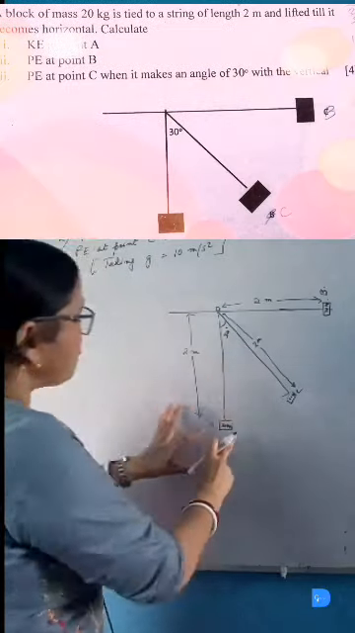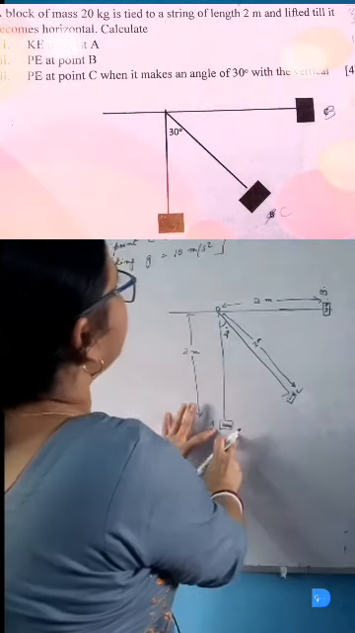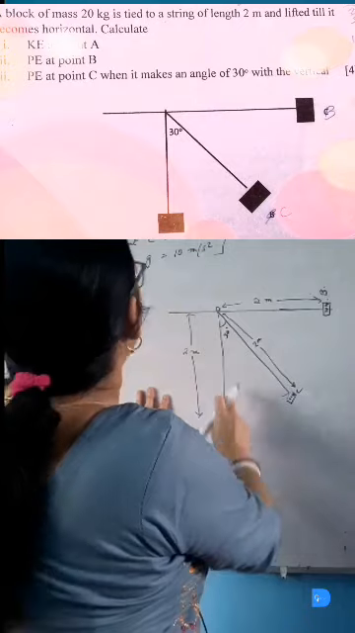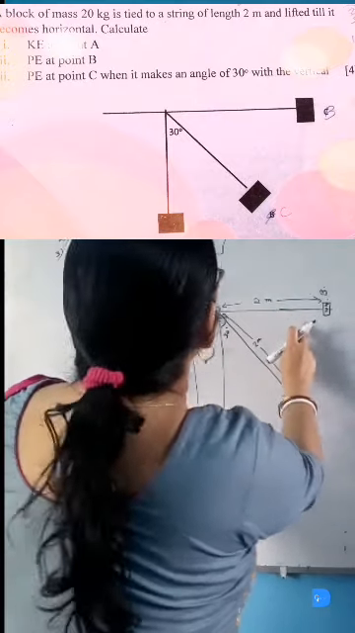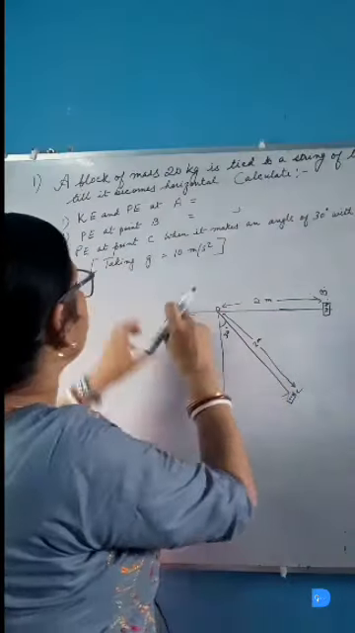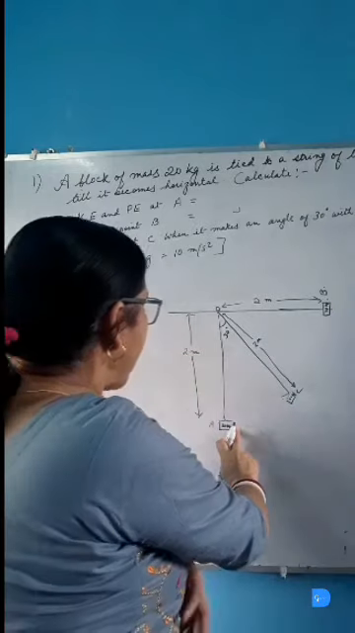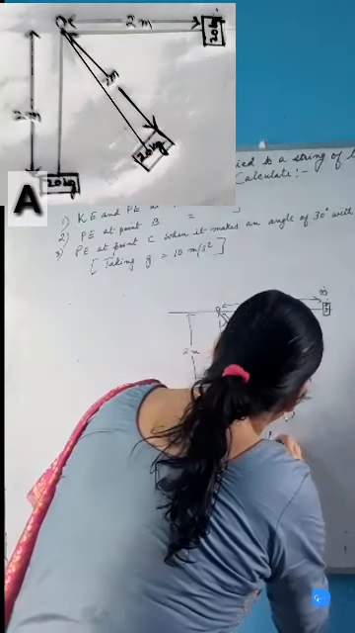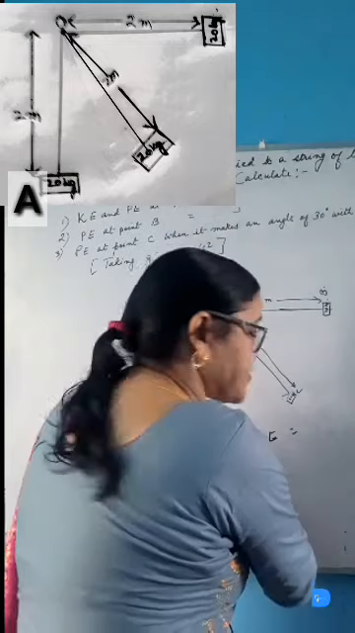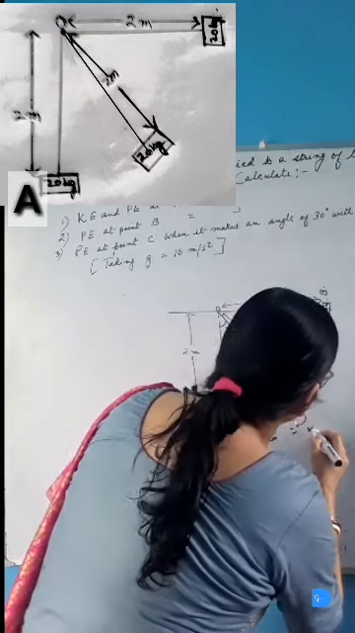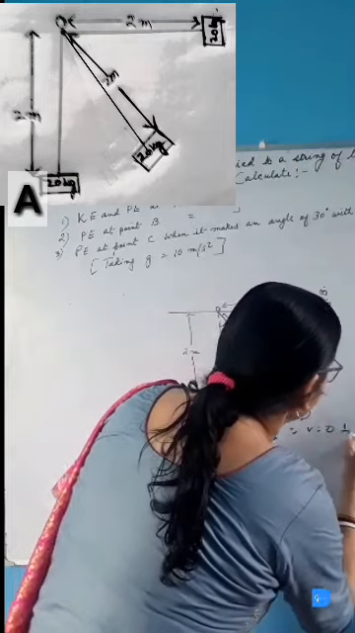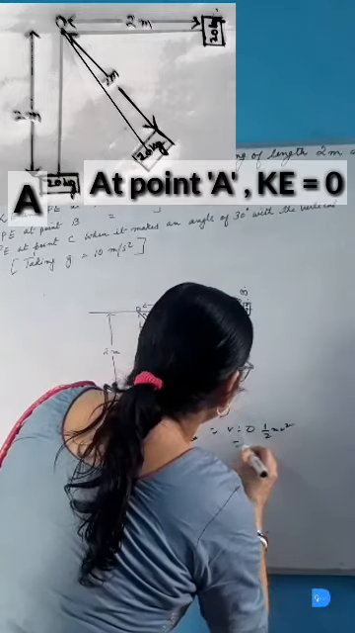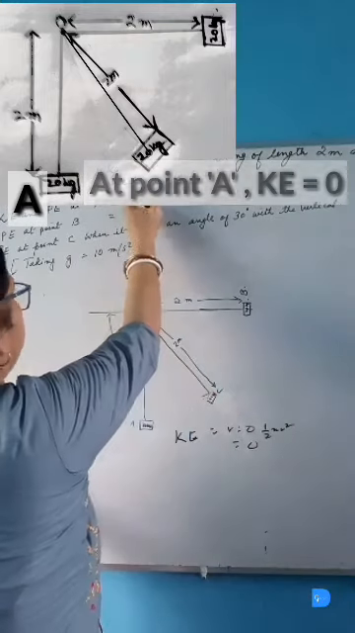A block of mass 20 kg is tied to a string of length 2 meter and lifted till it becomes horizontal. Calculate number 1, kinetic energy and potential energy at point A. Now at point A, kinetic energy will be 0 because it is at rest. There is no motion, so velocity is equal to 0, and thus kinetic energy, half mv squared, will also be 0. Thus kinetic energy at point A is 0.